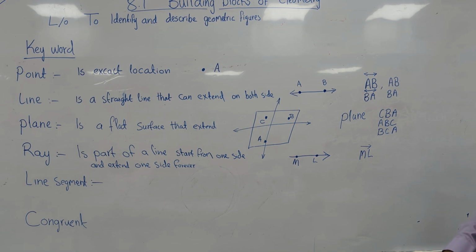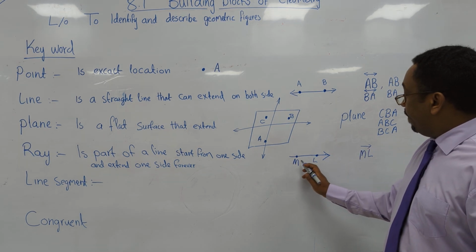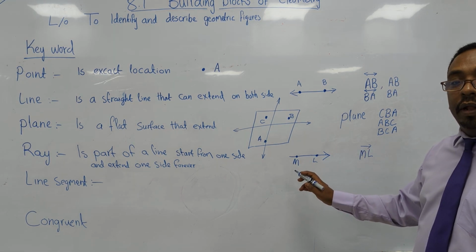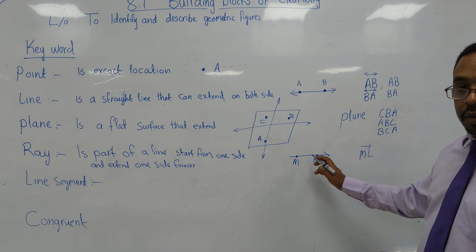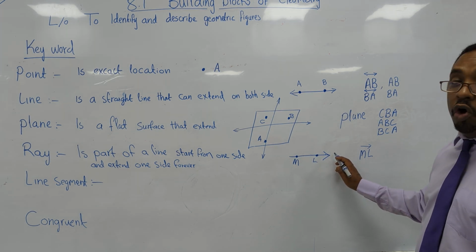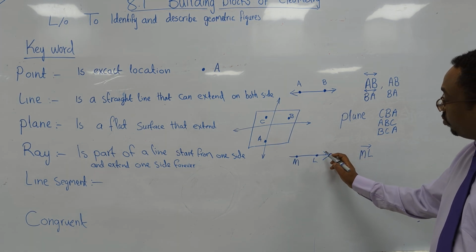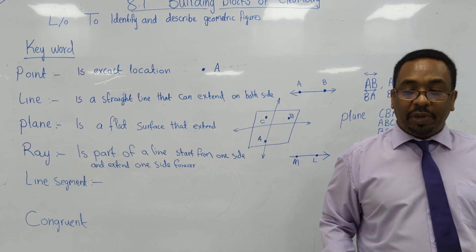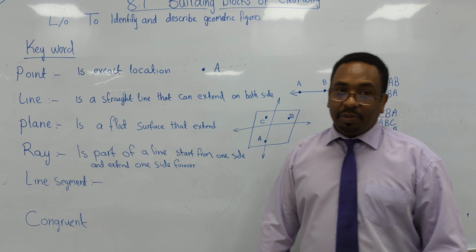So we have now the line segment. What is the line segment? A part of a line which begins and ends. It's like an arrow, but the starting and ending part has a dot. It stops and it has a starting and ending point. Exactly. We have a starting place and the ray has no ending, so it will go on forever. That's why we indicate the arrow facing that way. So the next one is the line segment. What is the line segment?